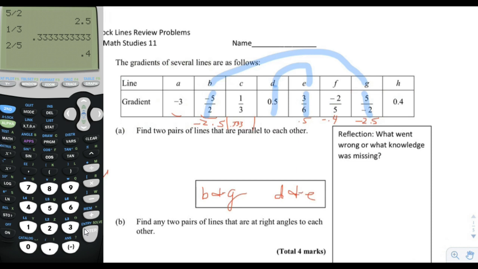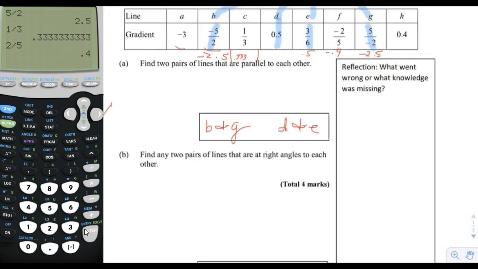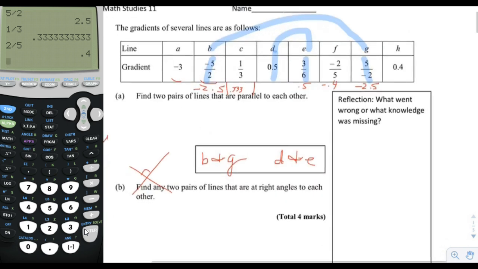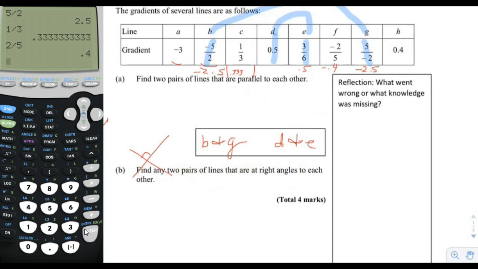Okay, all right. Find any two pairs of lines that are right angles to each other. Okay, so this is testing to see if you know that lines that are right angles to each other are actually perpendicular. And perpendicular lines have gradients that are negative inverses of each other. So for example, if you have a gradient that is 2, if you want to find the gradient that's perpendicular to that, you would invert it and then make it negative. Okay, so let's see if we have any of those pairs.